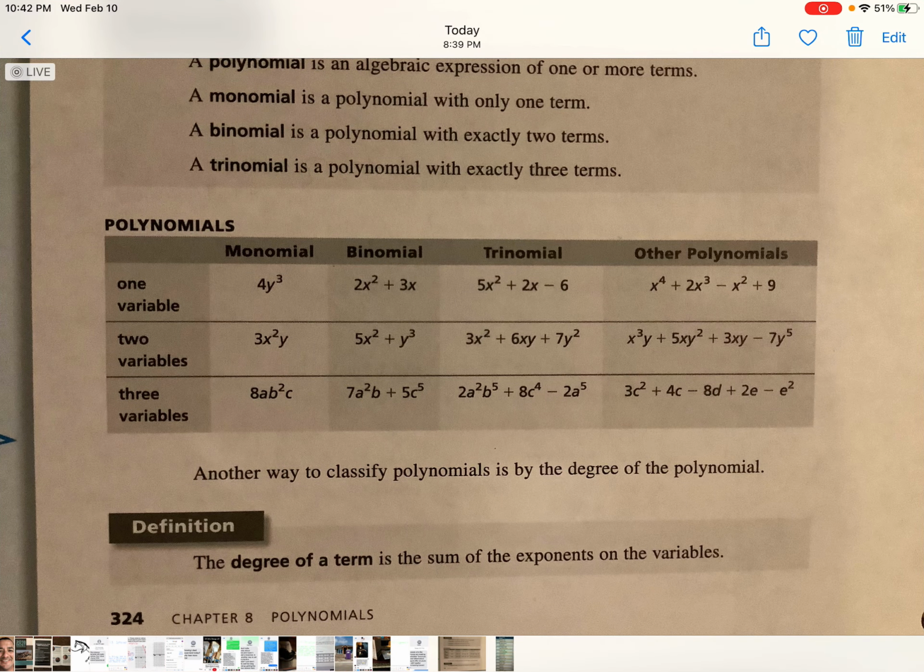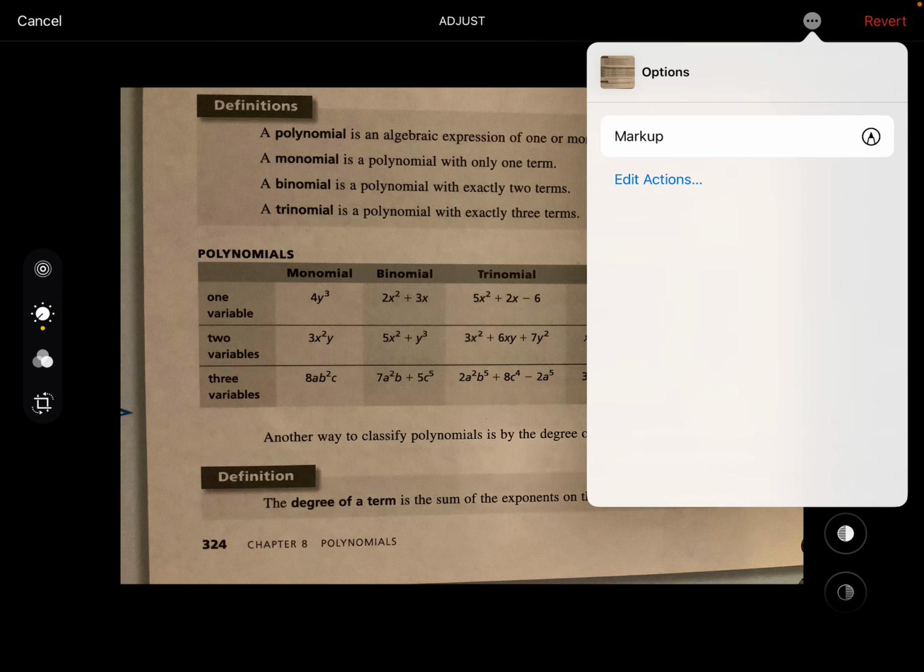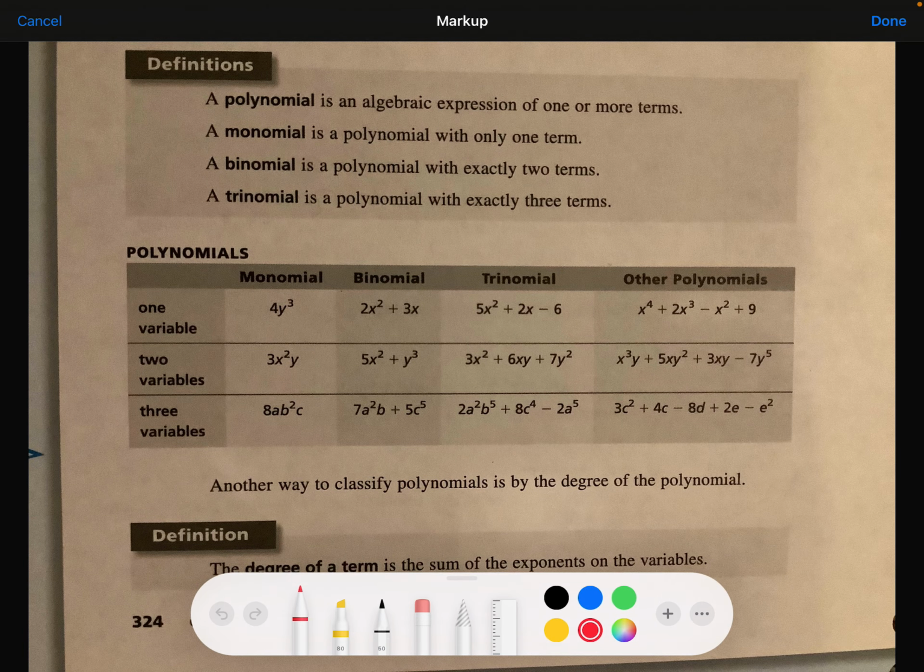Okay, so this is from the book and I want you to write some things down. These definitions are important right here. So we're going to write these 4 definitions. You will not have to draw the chart, but the table, but I want to look at it with you in a minute. Okay, so this is our main word today, polynomial.